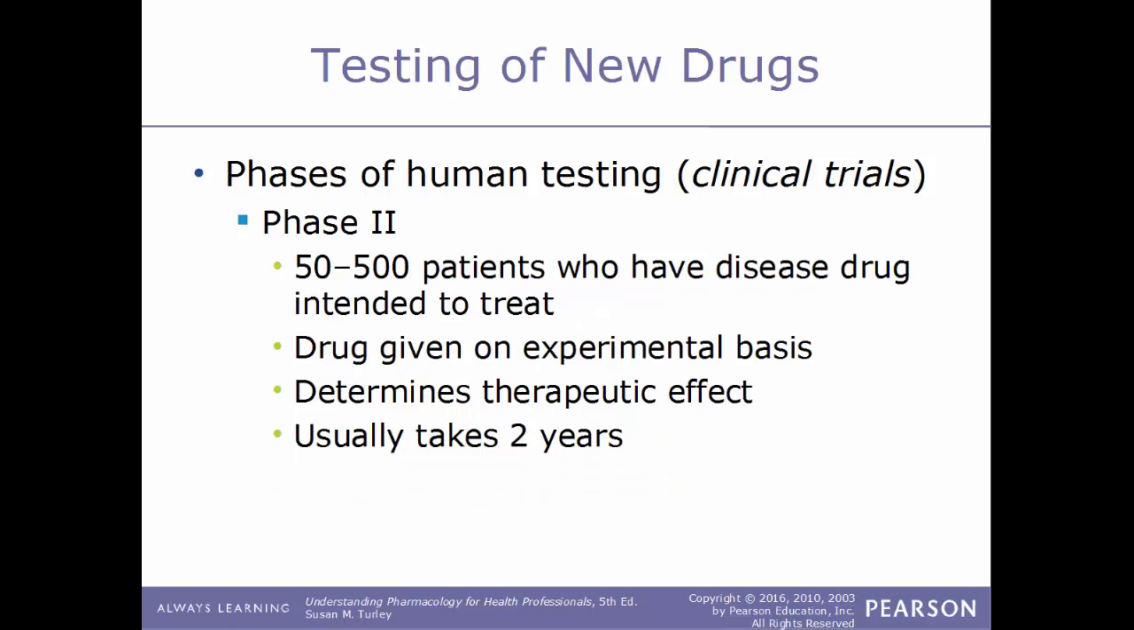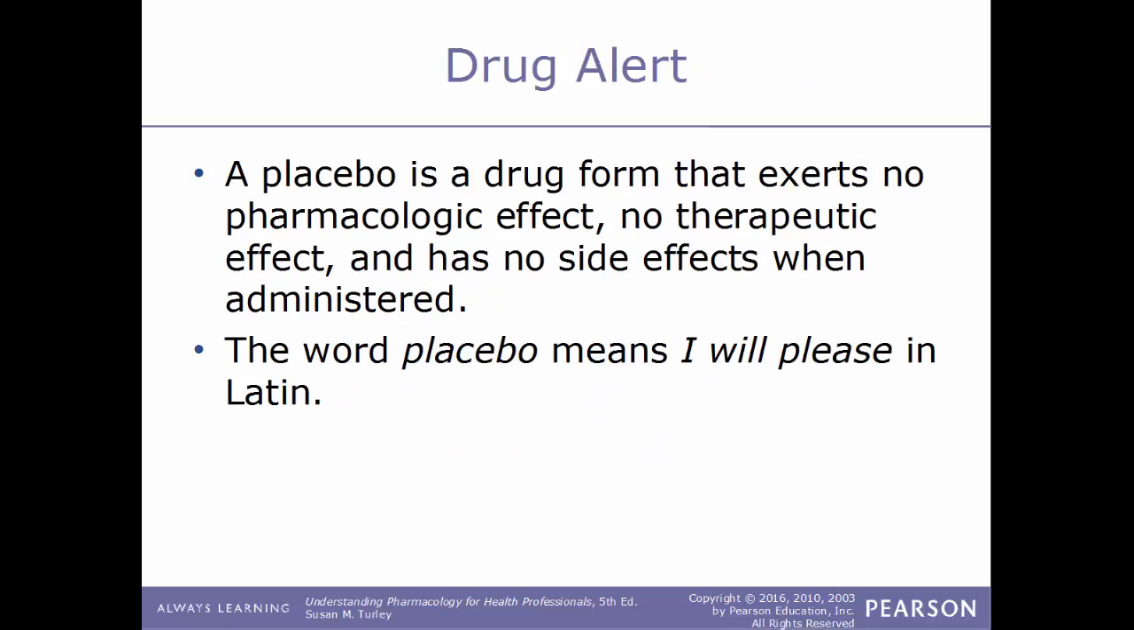After phase 1, we move on to phase 2 of the clinical trials. This will take anywhere between 50 to 500 patients who currently have the disease that you're trying to treat. And this drug is now given on an experimental basis. And this phase is used to determine the therapeutic effect of your drug. And this phase takes about 2 years. Now what's commonly used in clinical trials is a placebo.